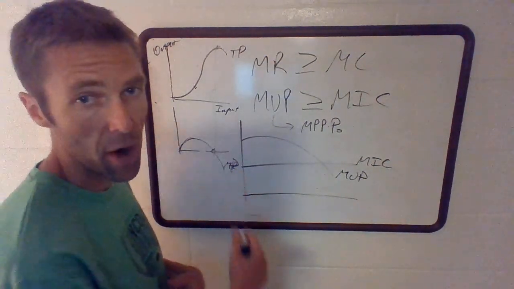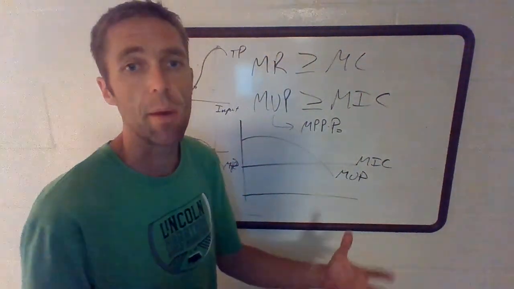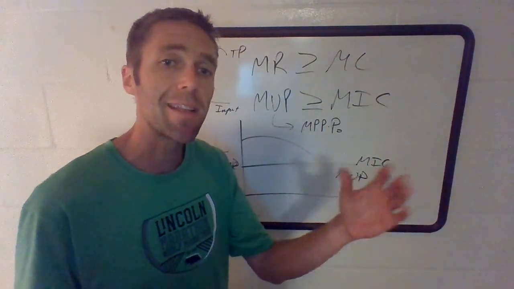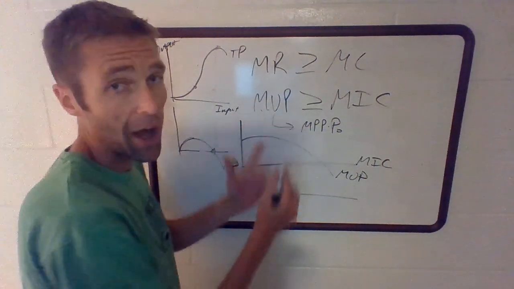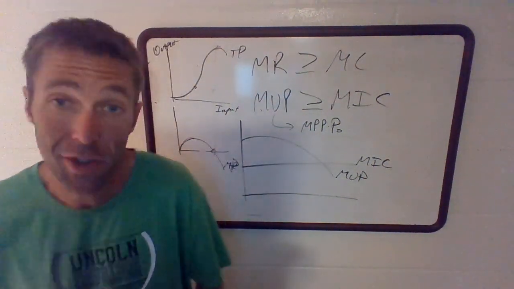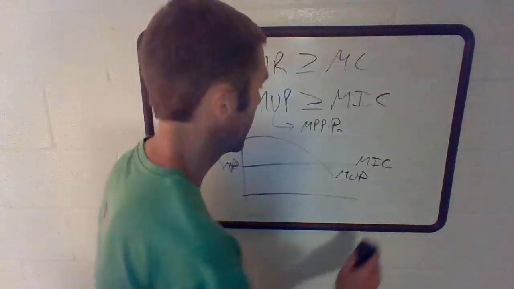Well, if this marginal product is in bushels or pounds or some physical unit, and we multiply that times the price of the output, then we get something called marginal value product. How much is that marginal product actually worth?